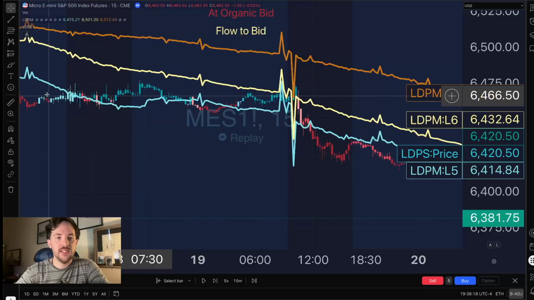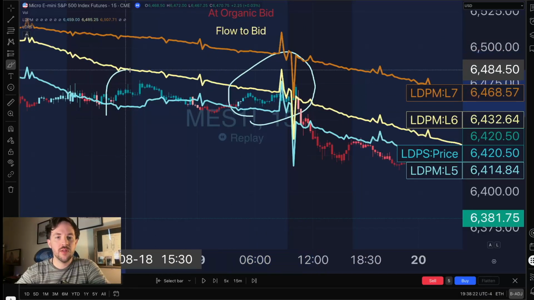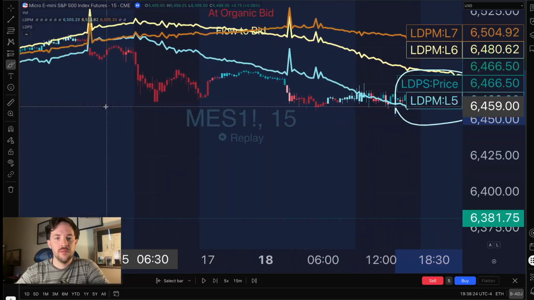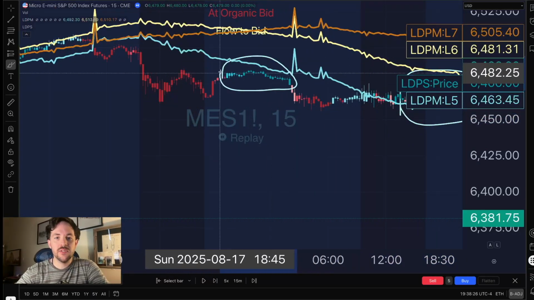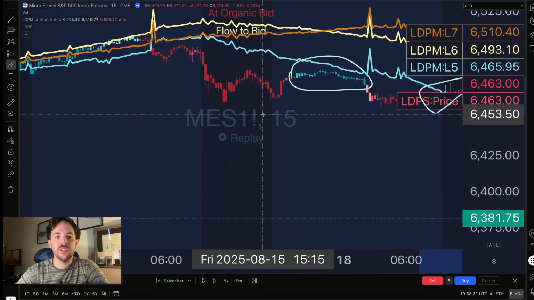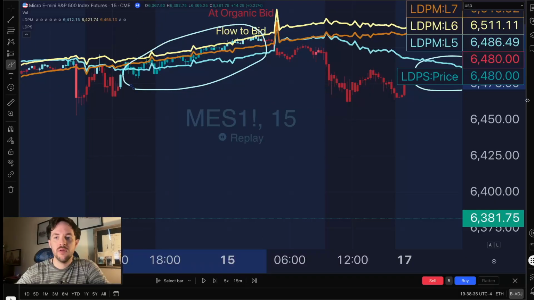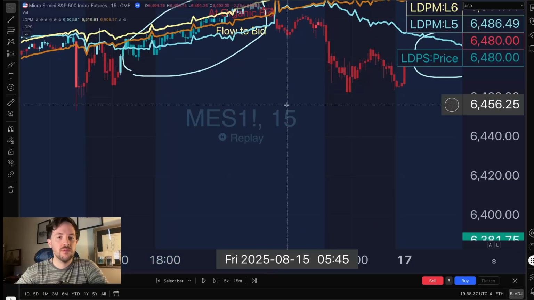And we see that this is a pattern that repeats, right? So here's another bull trap. Here's another bull trap. We don't quite get into the LDPMs, but there's another one. And as long as this remains, here's another one, right? And this is a really good one.